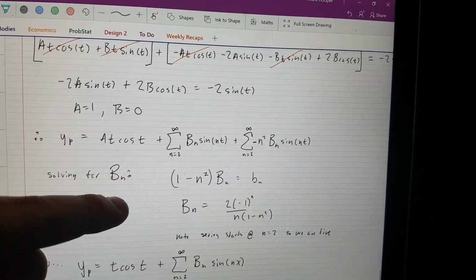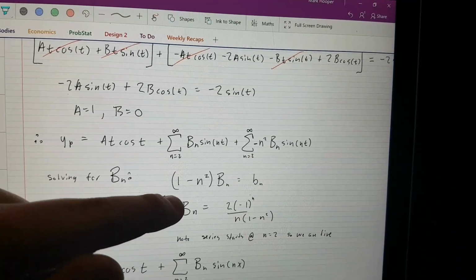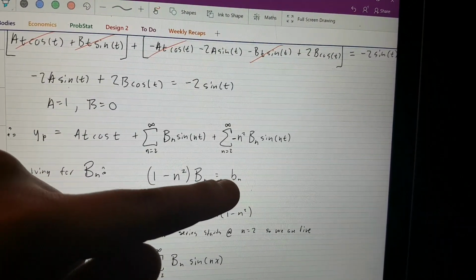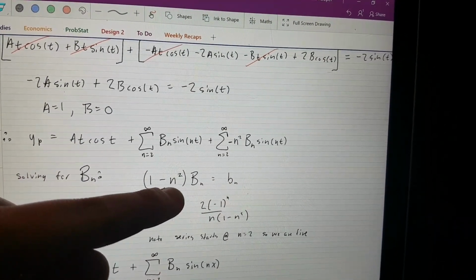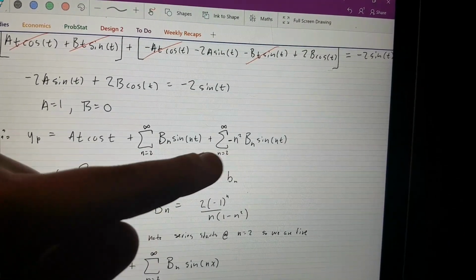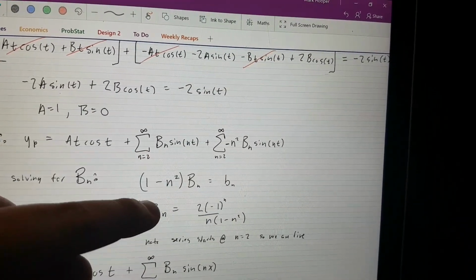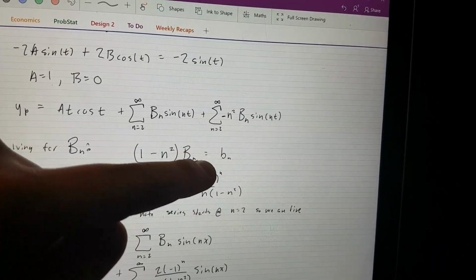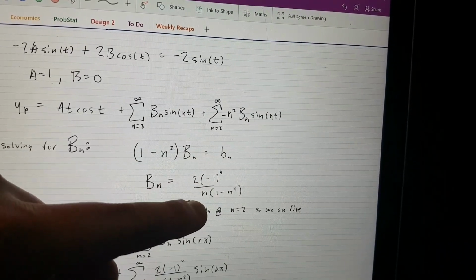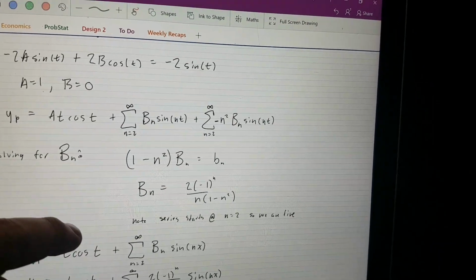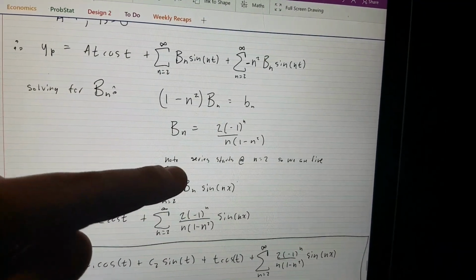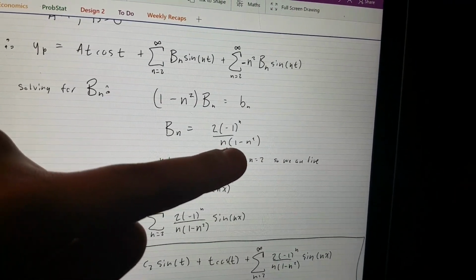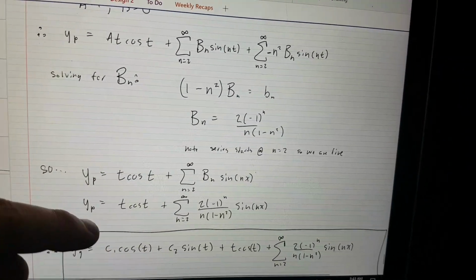And then this capital BN, basically what it has to be is, if it's going to match up with our regular solution, this BN has to equal this. Because look, if you factor this BN out, it's 1 minus n squared BN. So that was our original BN. So this BN is going to be our original BN, which was 2 times minus 1 to the n over n, divided by this. And the series starts at n equals 2, so we don't have a discontinuity, because if it was 1, that would be divided by 0.